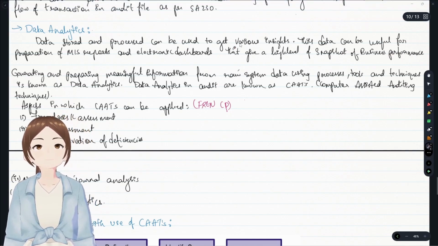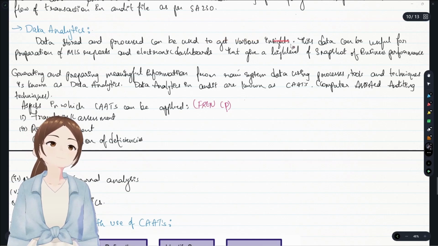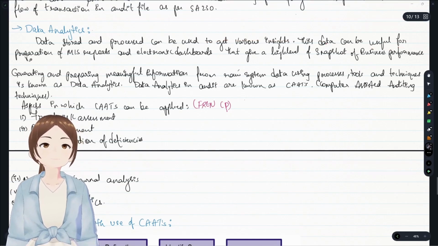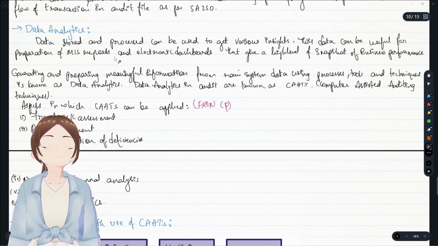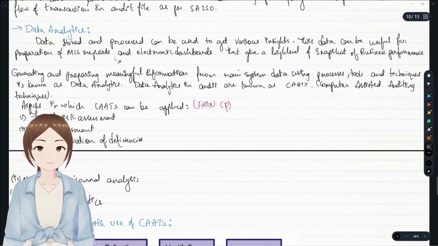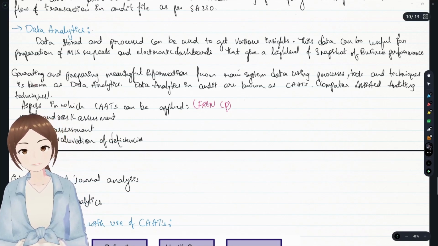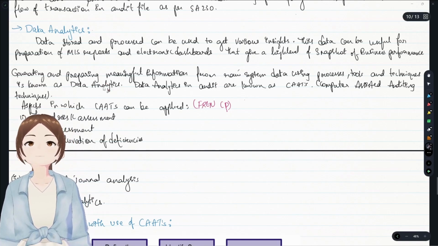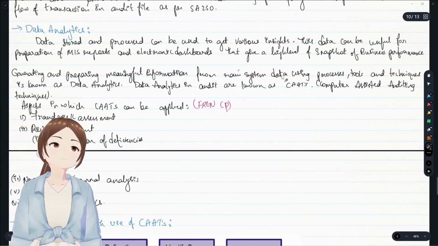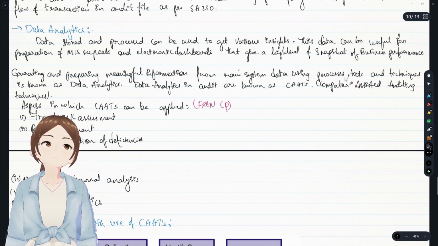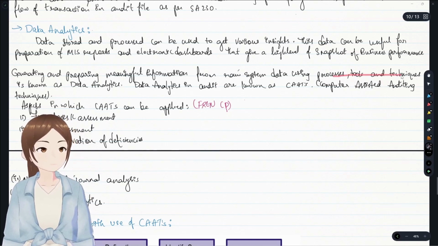Data stored and processed can be used to get various insights. This data can be useful for preparation of MIS reports and electronic dashboards. MIS reports are what we CS do mostly in industries after we get qualified. If you have been into generating and preparing meaningful information from raw system data and using process, tools and techniques, have you heard this before?